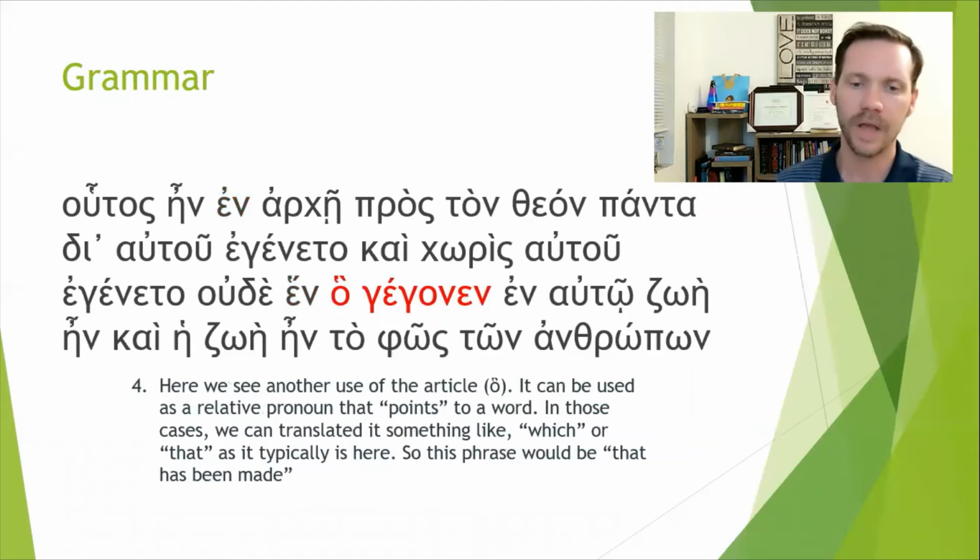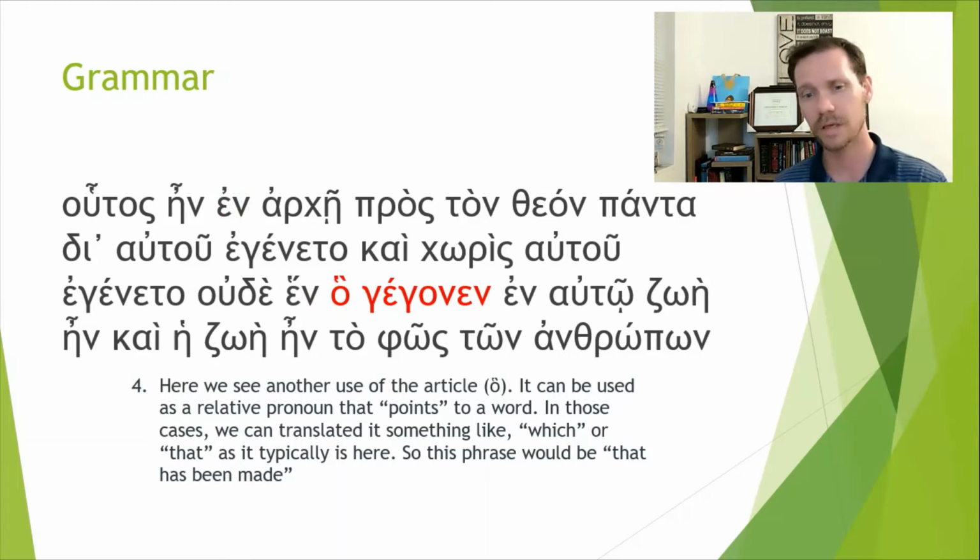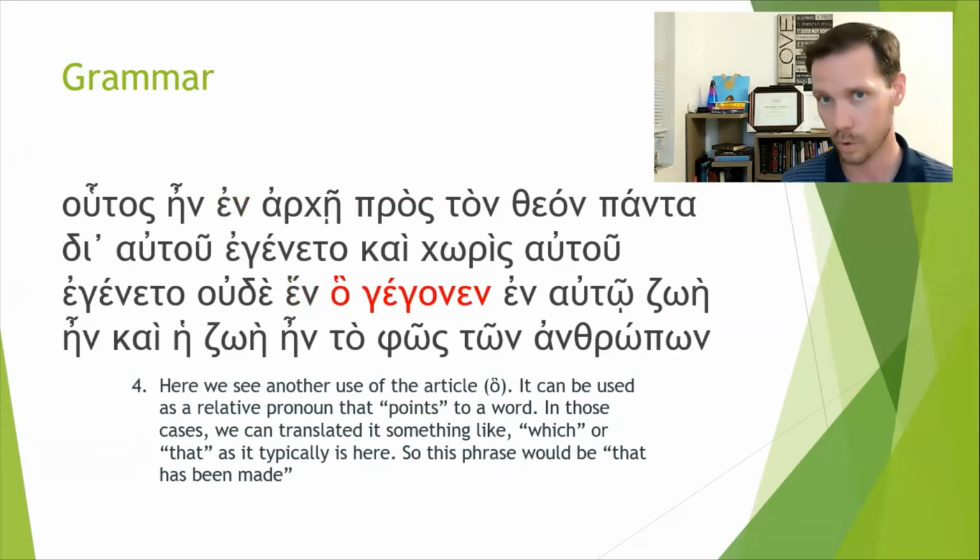And now we have another use of the definite article. We've seen three uses, I think, at this point. Now here's a fourth use. Sometimes the definite article doesn't mean the. Sometimes it doesn't make the concrete abstract. Sometimes it's all sorts of things. Sometimes it doesn't occur before names. Sometimes it is a pointer word. And so it can be translated that or which, which is the case that we see here. So we might translate this something like that which came into being in him.